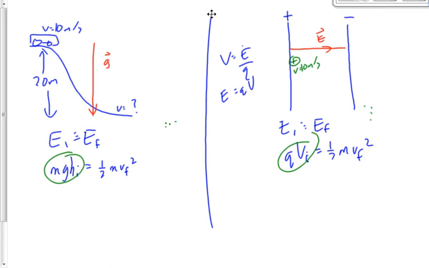Yeah, it's got initial kinetic energy in addition to the initial potential. It's still got potential because there's still a height. But now it's got kinetic because it's moving as well. So we're going to say 1/2 mvi squared plus mgh equals 1/2 mvf squared.